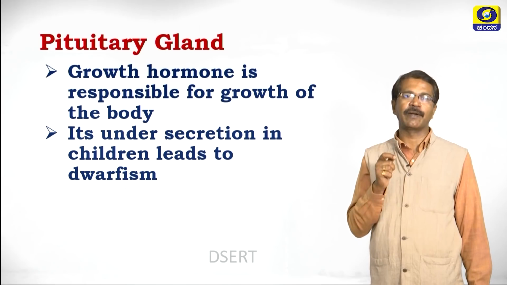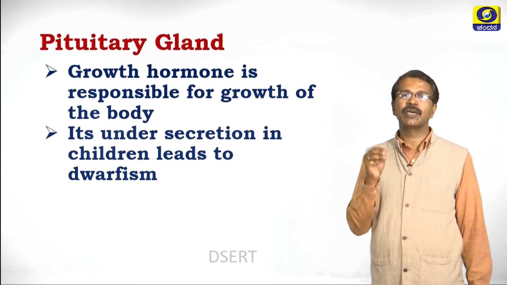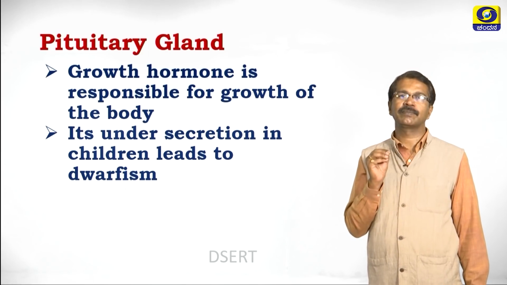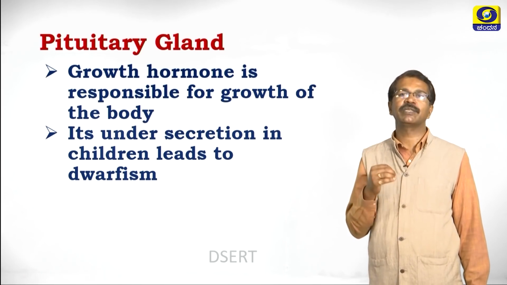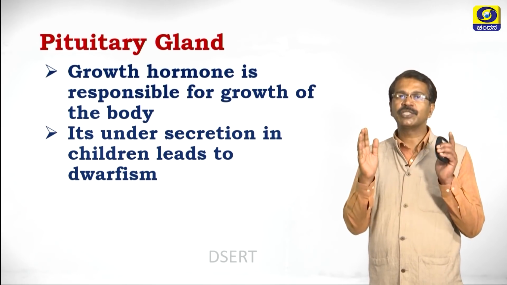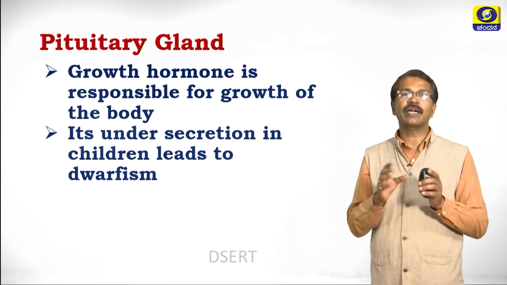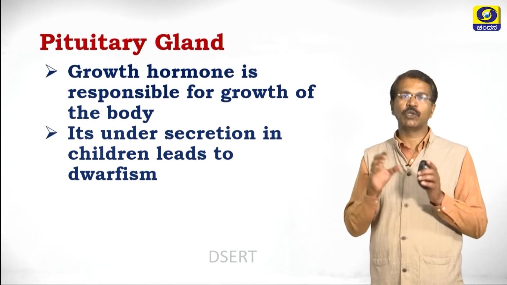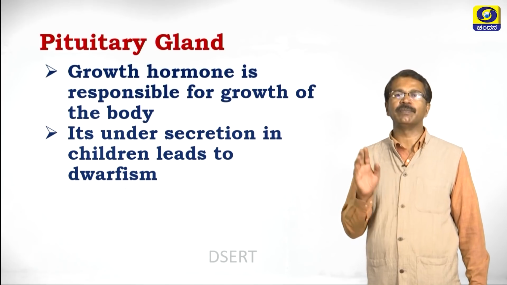In the case of children, if this pituitary gland secretes growth hormone in a less quantity, what happens? Growth will not occur in that particular child. Such a condition we call dwarfism. Stunted growth you will find. Such a condition we call dwarfism.